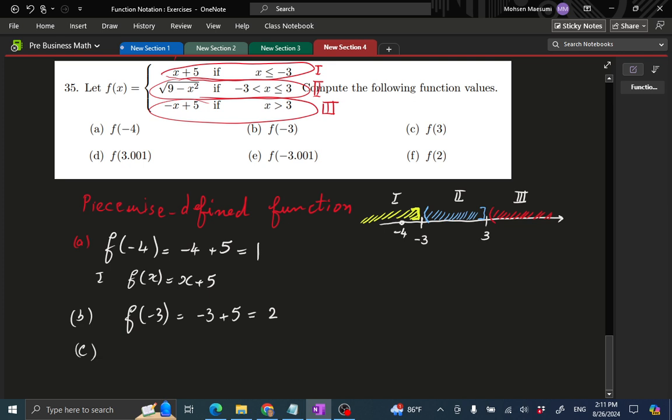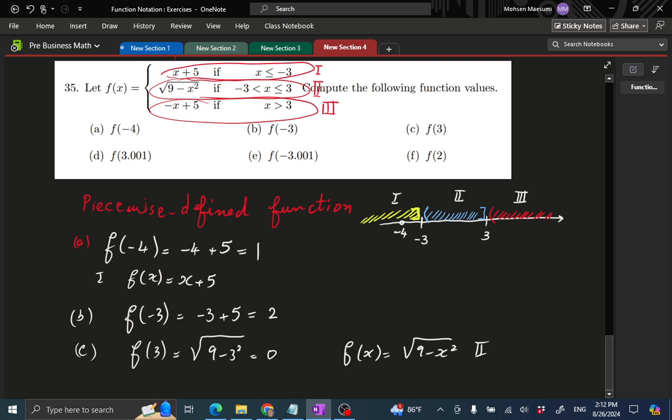Problem 3 is f of 3 itself. F of 3, well, where does 3 fall in? Is that blue or is that red? Well, since we have an equal sign for the blue region, 3 falls into this. So in this case, region 2, f of x is radical 9 minus x squared. So f of 3 is going to be radical 9 minus 3 squared. And 9 minus 9 is 0, square root of 0 is 0, and that's it.